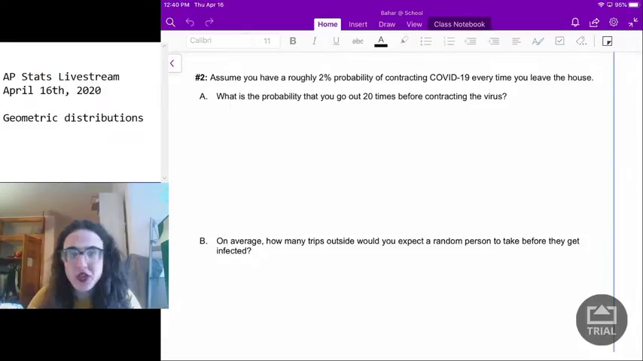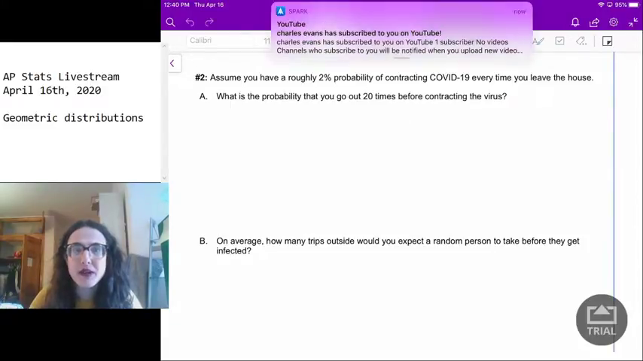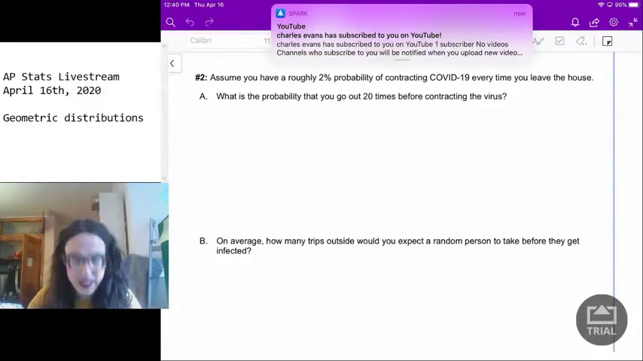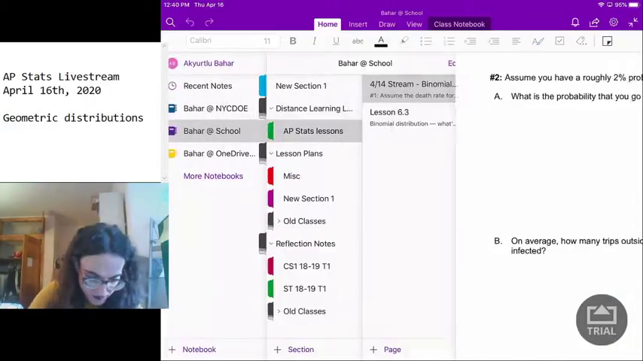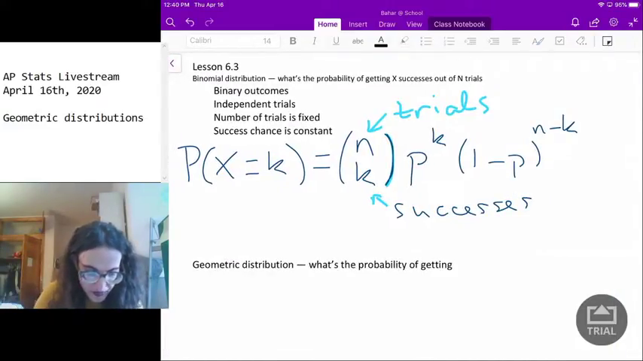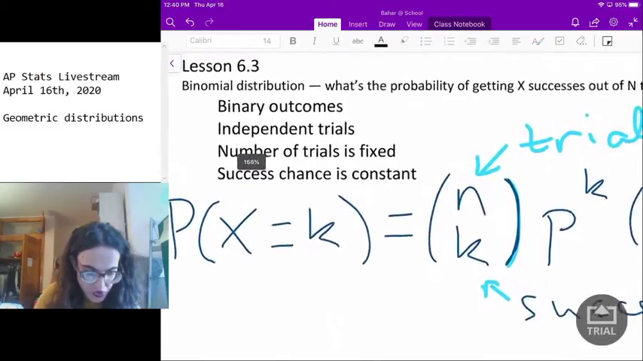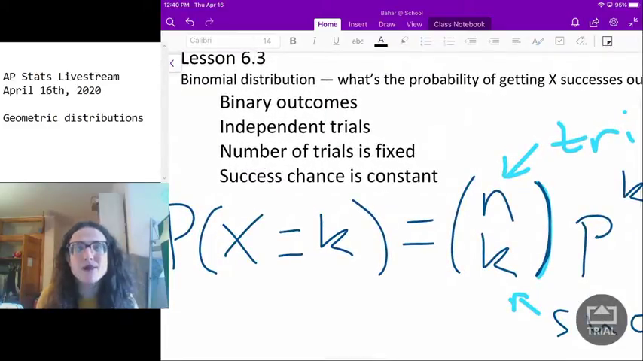We're talking about a certain number of trials, right? Like, what's the probability that I can go out 20 times before contracting the virus? So we've got 20 trials. We've got a certain probability, right? So if we need to remember our conditions, the conditions were binary outcomes, independent trials, which we have.